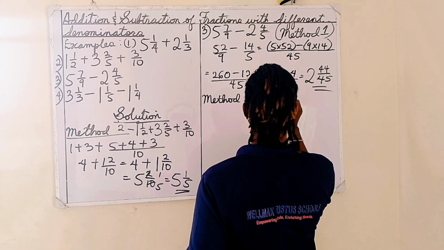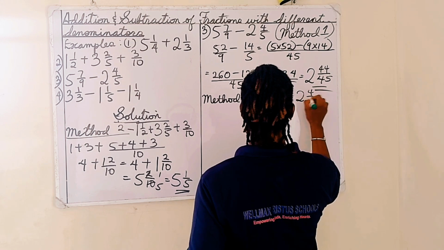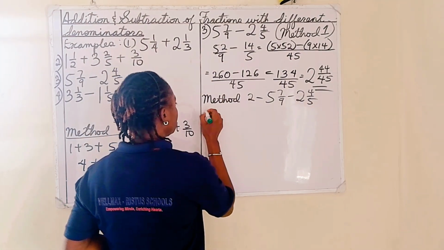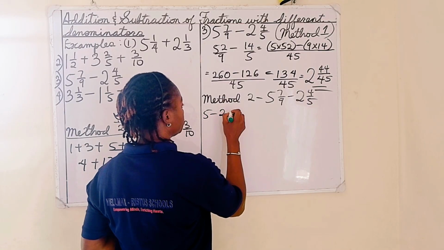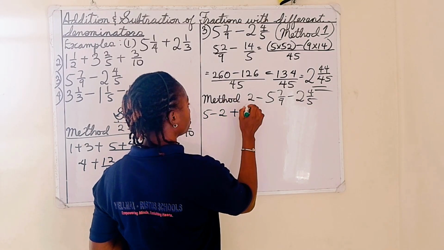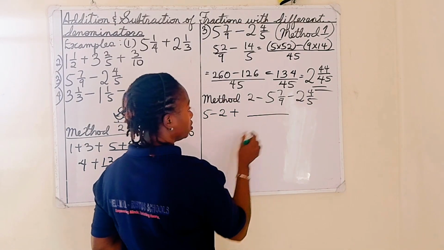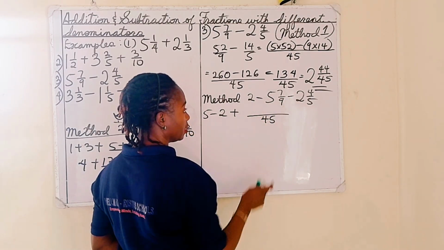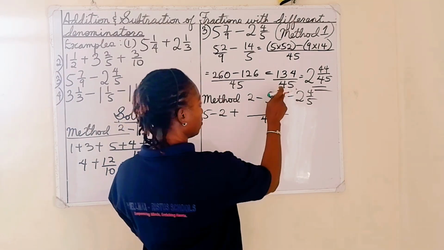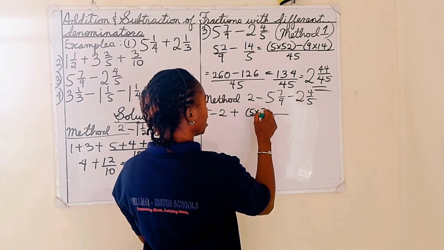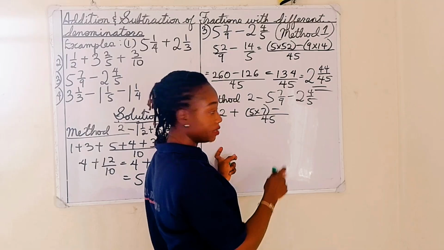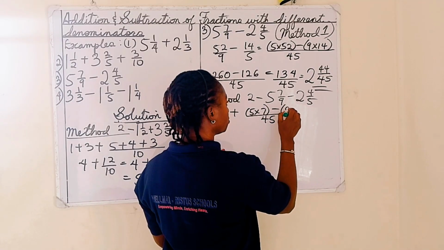Five wholes 7/9 minus 2 wholes 4/5. So from here, we're going to subtract the wholes from each other. Nine times 5 is still 45. 45 divided by 9 is 5. 5 times 7 minus 45 divided by 5 is 9. 9 times 4.